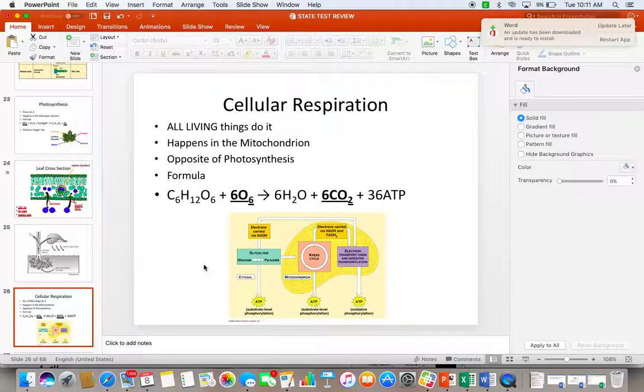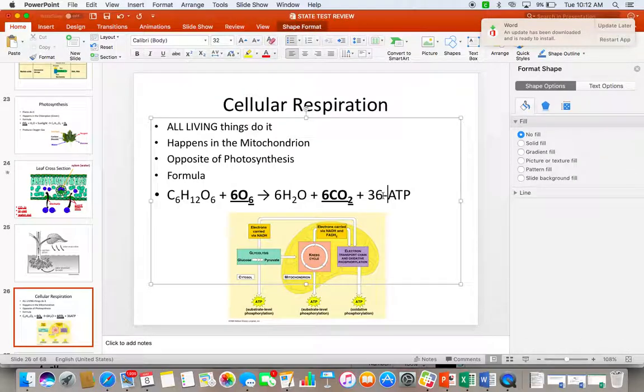Respiration is the opposite of photosynthesis, and it happens in the mitochondria. For respiration, we need glucose and oxygen, and we're going to get out water and carbon dioxide. What comes out of your lungs is carbon dioxide, okay? The main thing that we're going to get is 36 to 38 ATPs from the reaction. That's what we're going to use for our energy, okay?